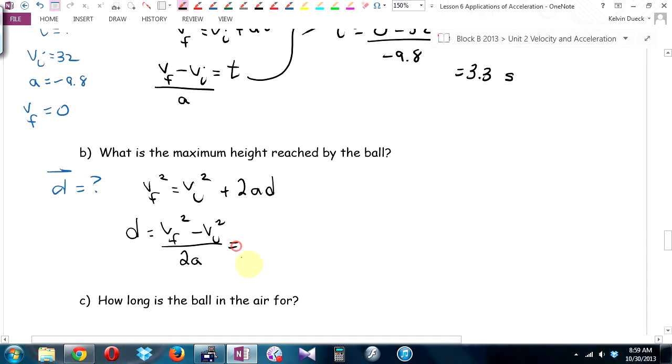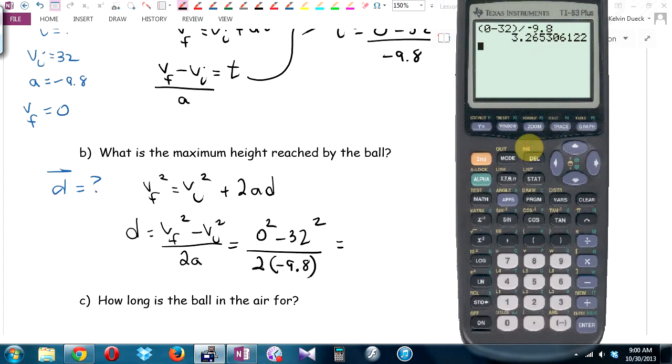It's going to be 0 squared minus 32 squared all over 2 times negative 9.8. More than one number on the top, brackets. More than one number on the bottom, brackets. This is where, by the way, my friend, that cheap calculator makes it awkward to see the brackets. That's my own. It's nicer if you can actually see bracket, close bracket, bracket, close. It's easier. Just saying.